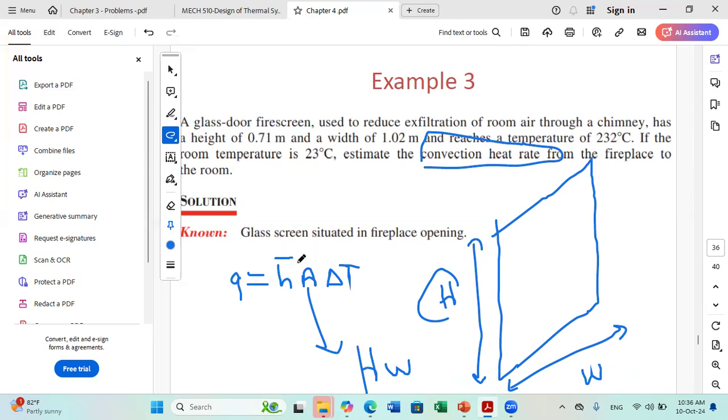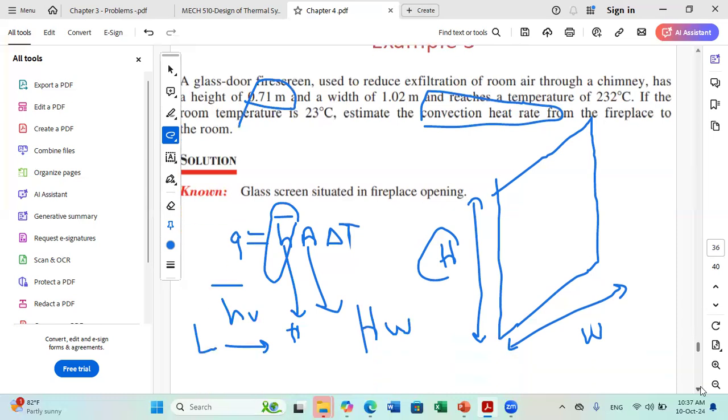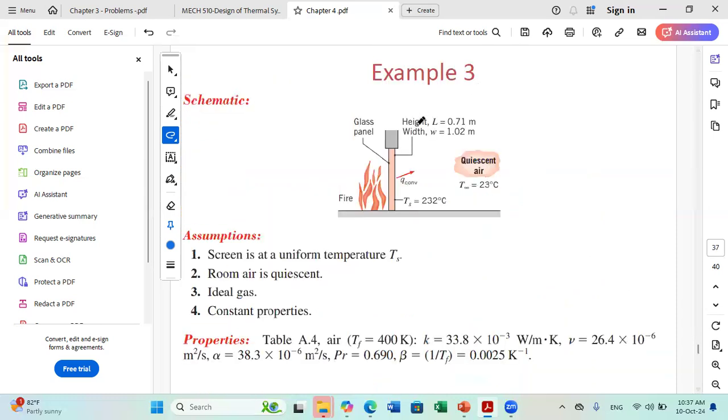And we just have to calculate now H bar. Since it's a vertical surface, we need H bar vertical, and the characteristic length L to use in the Rayleigh number is the height, which is 0.71 meters. So this is our figure. As usual, we need to evaluate all properties of air at the film temperature. So we take T surface plus T infinity over 2. We get 400 Kelvin.